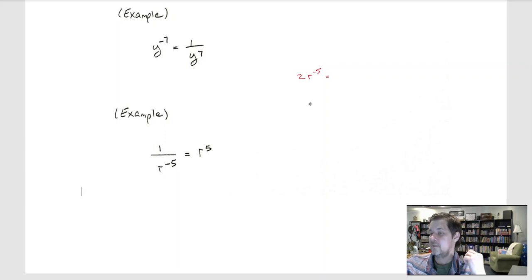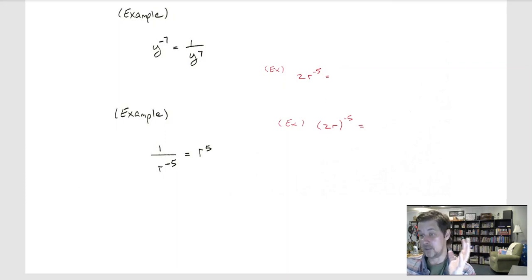Okay. Now, to make it clear that it's not attached, let's compare this example with something like this. See how these look so much alike? They look a lot alike. I mean, the only difference between these is the parentheses, but the parentheses make all the difference. Okay. So I want to figure out the way that I'm supposed to break down each of these. In this case, that exponent of negative 5 is not attached to the 2 and has nothing to do with it. This is 2 times r to the minus 5 power.